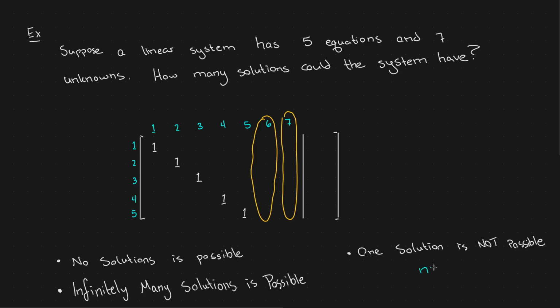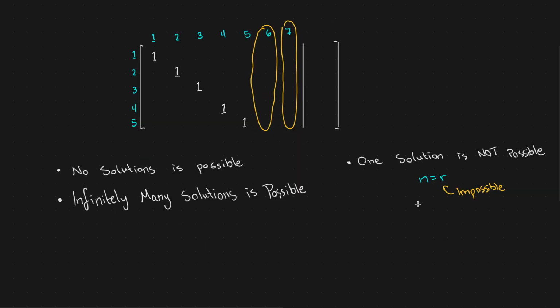Because n equal to r is impossible. The biggest r could possibly be, the biggest the rank could possibly be, is 5. But n greater than r is possible. In most situations, I mean, in every situation, this will happen. I will be guaranteed to have more columns than the rank.